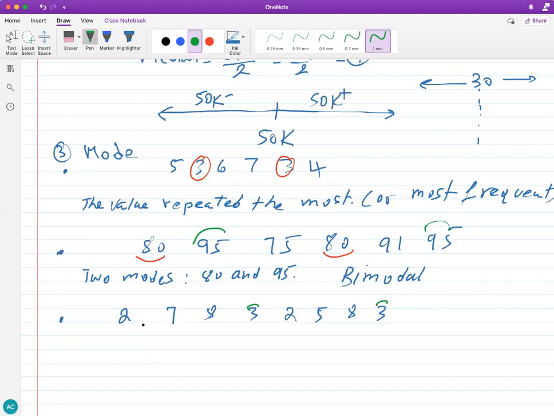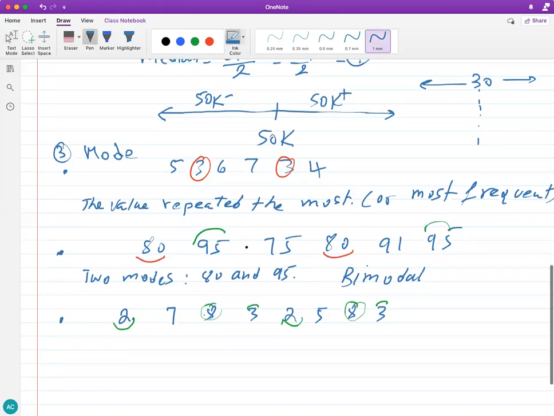8 and 2. 8 is also repeated. And the 2 is here also. Well, so we have 3 things that are repeated the same number of times. And in this case, we say no mode, because we have more than 2.